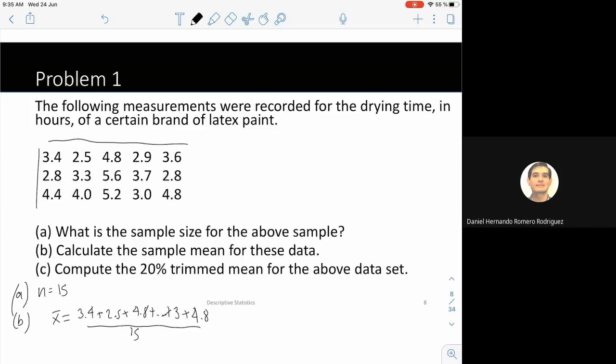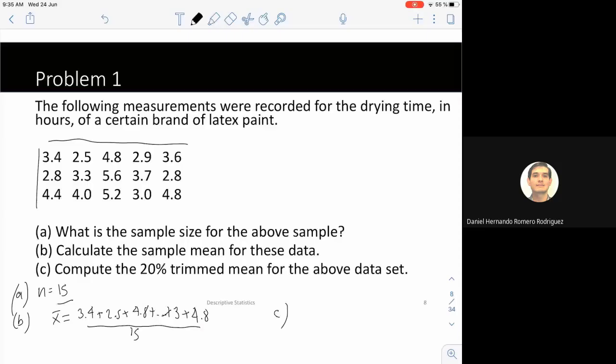And then in part C, it is asking to find the 20% trim mean for the above dataset. If we have 15 observations, 10% is 1.5, right? So 20% is going to be three observations. That means that we need to remove 3 of the lowest values and 3 of the largest values in our data set. That's the meaning of the trim mean.